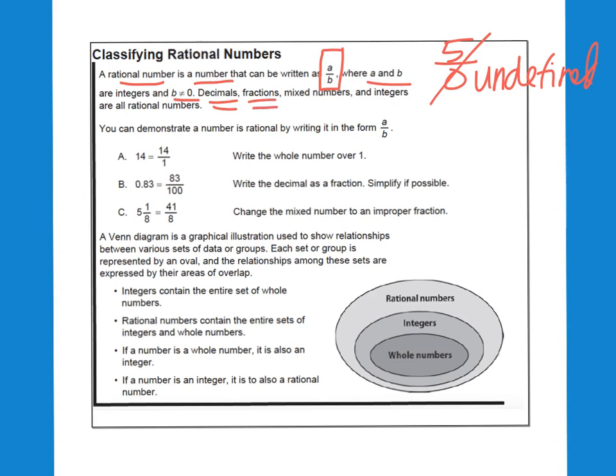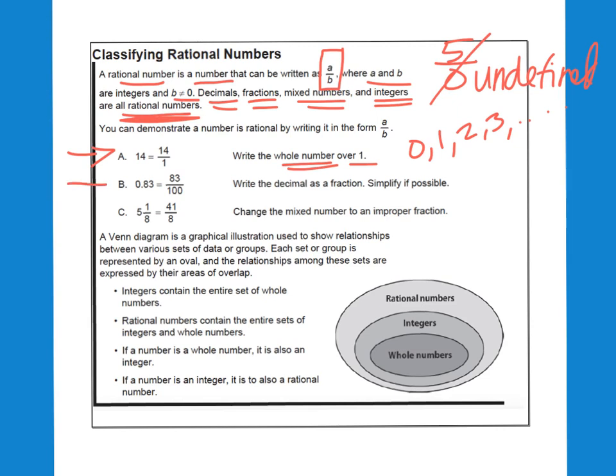Decimals, fractions, mixed numbers, and integers are all considered rational numbers. You can demonstrate a number is rational by writing it as a over b, as a fraction. So for instance, I have 14, which is a whole number. Whole numbers are 0, 1, 2, 3, and so on. So basically how you would count, but also including 0. So if I write 14 over 1, now that's a fraction. Anytime we want to write a fraction from a whole number, we're going to put it over 1.